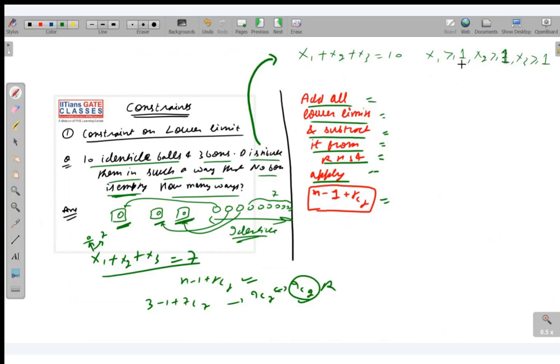So now this is creating a problem for us. Lower limit, right? This is creating a problem. This is also. So 1 plus 1 plus 1 is 3. So I will add all the lower limits and subtract it from the RHS, and then I will apply this formula. So adding means 1 plus 1 plus 1, that is 3. So 10 minus 3 is 7. So directly, indirectly, now my equation will become x1 plus x2 plus x3 is equal to 10 minus 3. And now I will apply the formula and get the answer. That is the basic way.